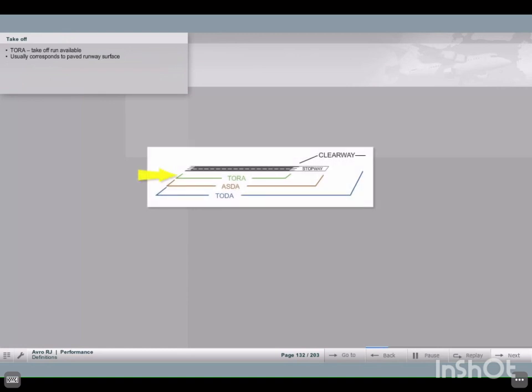Takeoff run available, TORA, is the length of runway declared as suitable for takeoff. It usually corresponds to the physical length of the runway as defined by the appropriate authorities. For normal operations, the TORA is a hard paved surface.